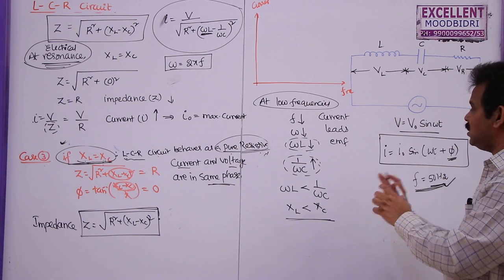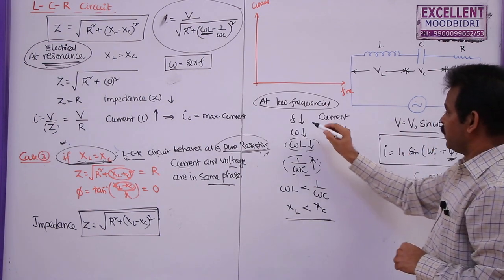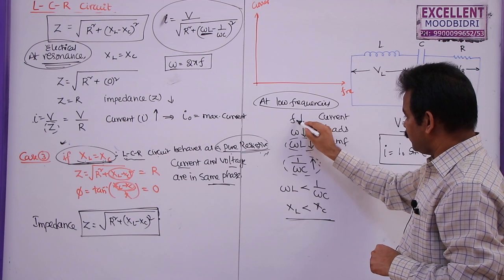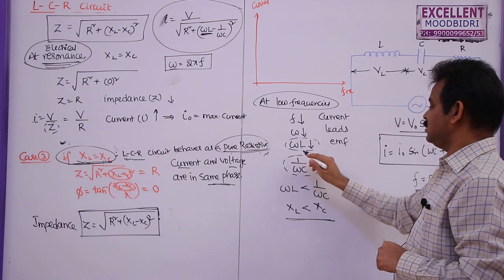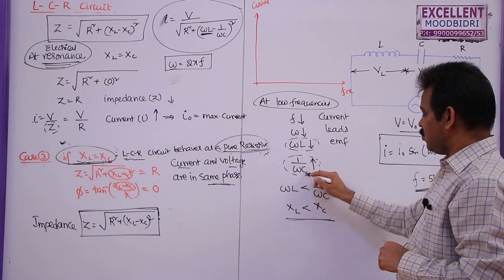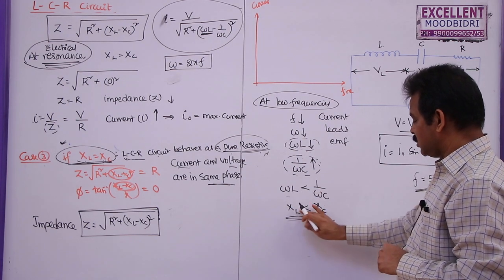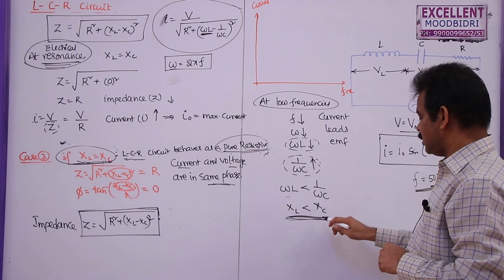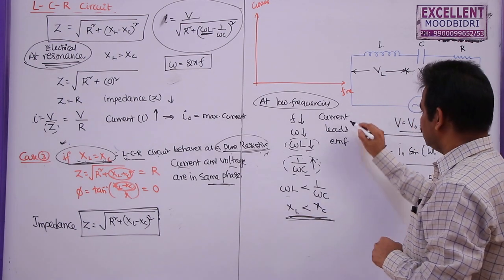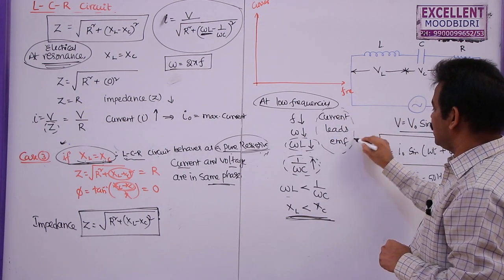Let us say the frequency of the AC source is less. Then in an AC circuit, when the frequency is less, angular velocity is less, omega will be less, 1 by omega C is more. So omega L less than 1 by omega C, or inductive reactance is less than capacitive reactance. In these cases, current leads the EMF.